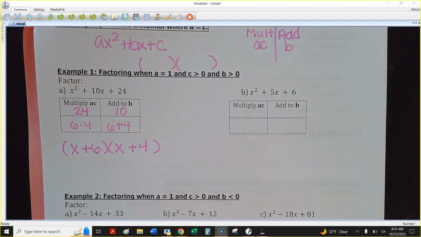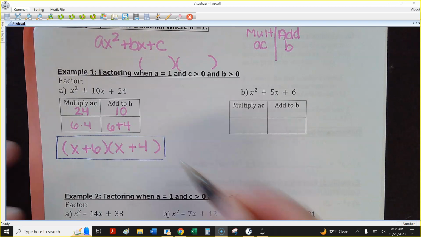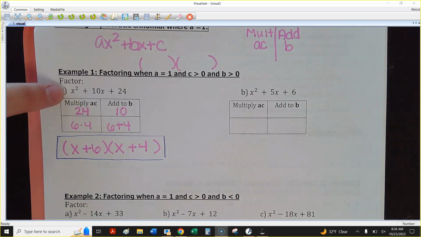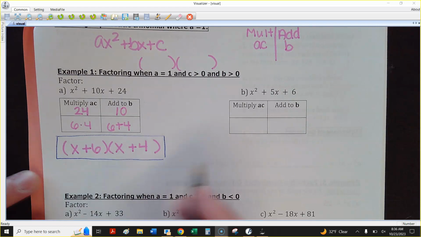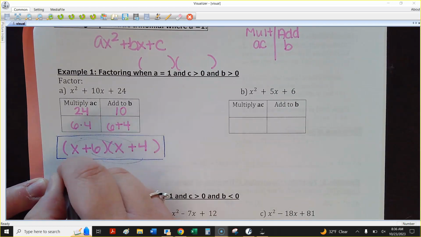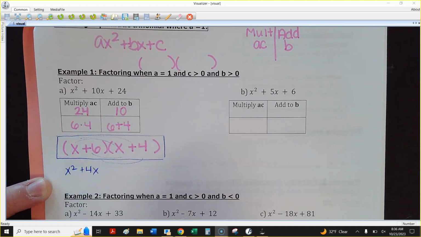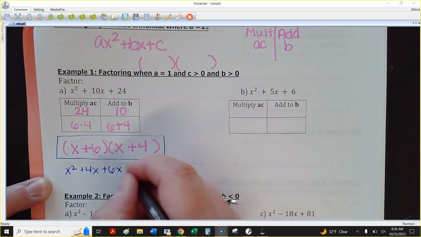Now, this is the actual answer to the question, but I just want to show you on this particular example real quick. This is the same as x squared plus 10x plus 24. It's just called factored form. What we had in the original problem is called standard form. If you were to FOIL this back out or draw yourself a box, x times x would give you x squared. x times 4 would be plus 4x. 6 times x would be 6x. And 6 times 4 would be 24.